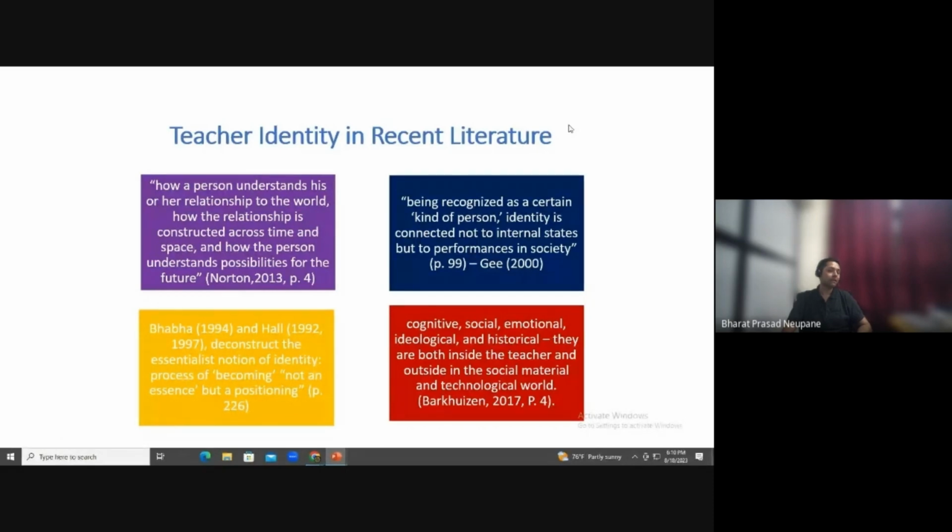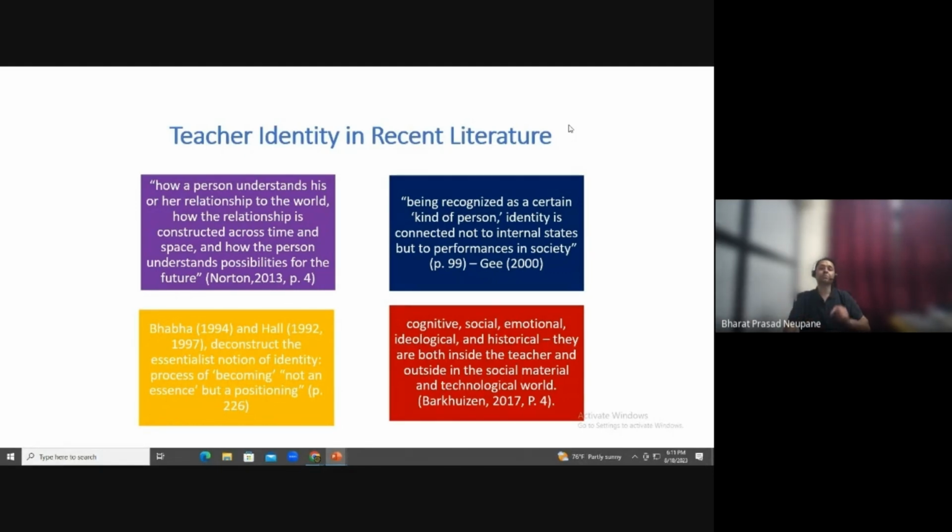Norton defines identity as how a person understands his or her relationship to the world, how the relationship is constructed across time and space, and how the person understands possibilities for the future. So, identity, as noted by Gee, is being recognized as a certain kind of person. So, how people understand you, that's identity. So, identity is connected not to internal states, but to performance in society. How you perform in society, how you are perceived by others because of your performance, that constructs your identity.